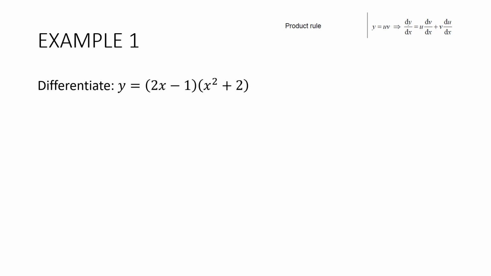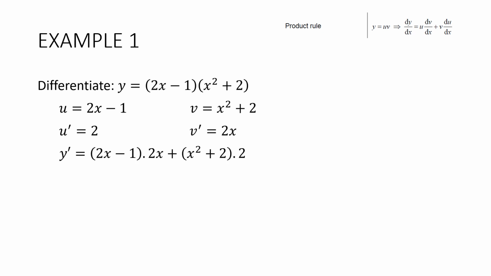So here's the example we did before. Differentiate y is equal to (2x minus 1) in brackets multiplied by (x squared plus 2) in brackets. We'll start by letting u equal 2x minus 1 and v equal x squared plus 2. Do the derivatives. u dashed is equal to 2, v dashed is equal to 2x. Now let's construct the product rule. It is u multiplied by v dashed plus v multiplied by u dashed, and don't forget your brackets. And expanding through and collecting like terms, the derivative is equal to 6x squared minus 2x plus 4.